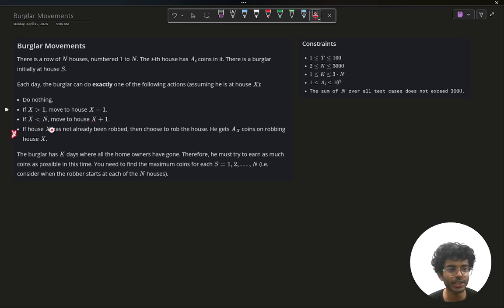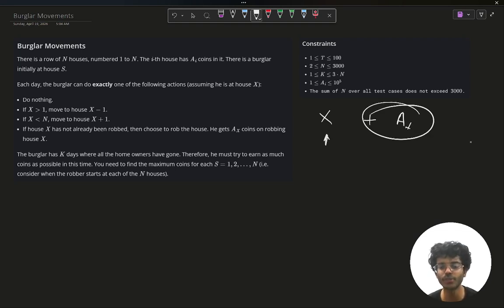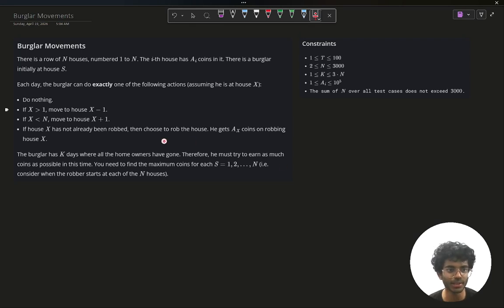The last option is he can choose to rob house x. He's at house x, he can rob it and he'll get A_x coins for robbing this house. Now he can rob a house exactly one time. If x has already been robbed, he cannot rob it again. Money will not magically come back to the house. Once he has robbed it, the money in that house becomes zero and he won't be able to rob that house again.